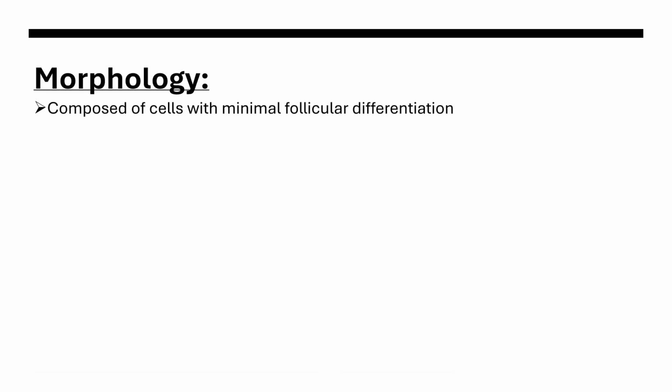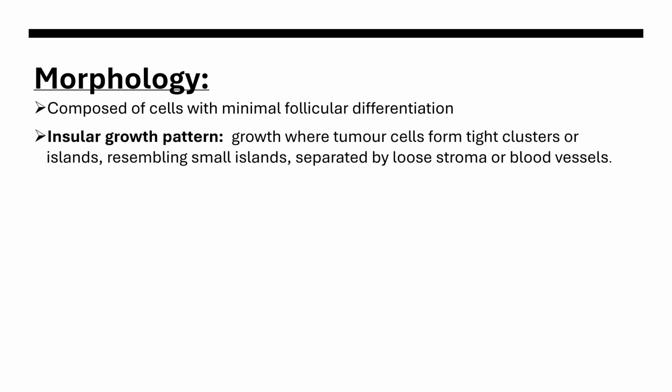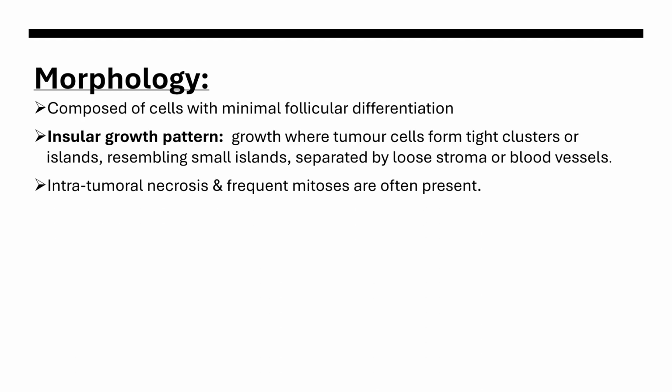In morphology, we see it is composed of cells with minimal follicular differentiation, so it is named poorly differentiated anaplastic thyroid carcinoma. Insular growth patterns appear where the tumor cells form tight clusters or islands that resemble small islands and are separated by loose stroma or blood vessels, and intratumoral necrosis along with frequent mitosis can be appreciated.